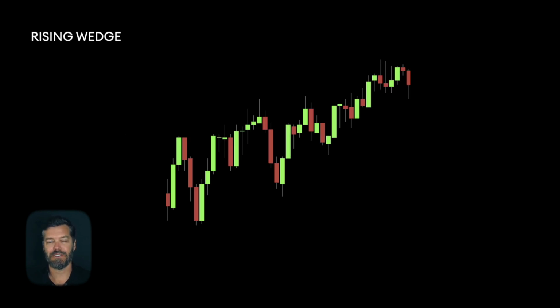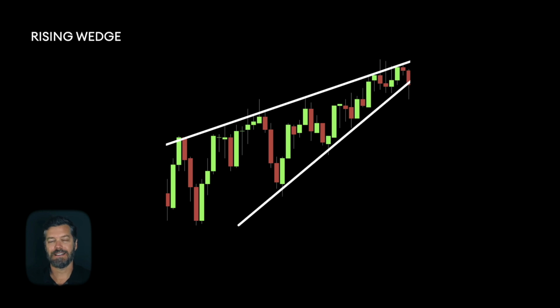The first variation is the rising wedge. In this pattern, both the top side and bottom side are moving upward, with the top forming higher highs and the bottom forming higher lows. However, the key characteristic of the rising wedge is that the two trend lines are converging, meaning the range between the highs and lows is getting smaller.